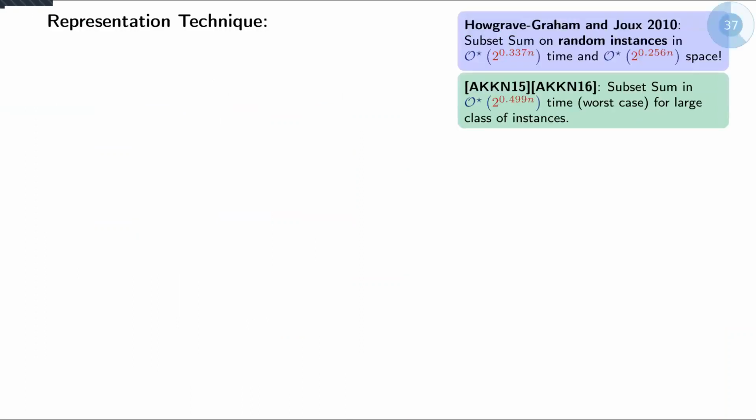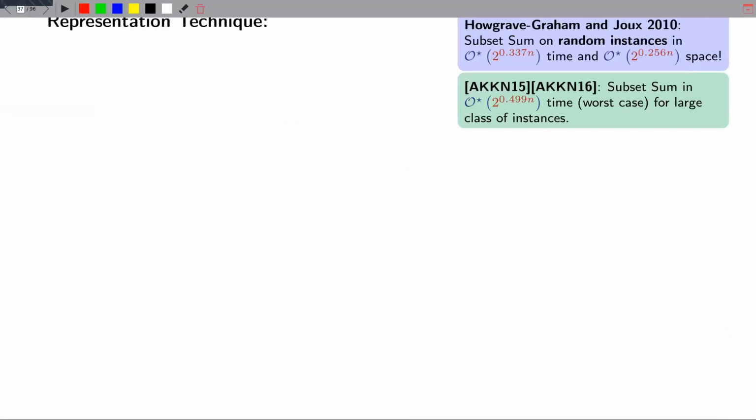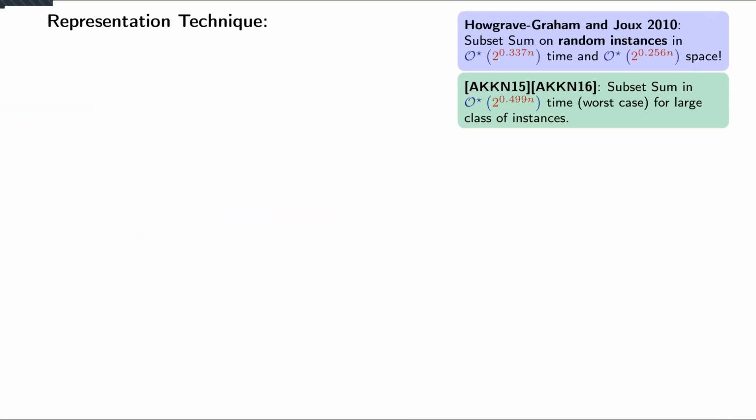Okay, so let me tell you some literature. Węgrzycki and Zhu showed how to solve subset sum on random instances in 2 to the 0.337n time and 2 to the 0.256n space. And this is not what we want. This is an average case subset sum. We solve it in the worst case.